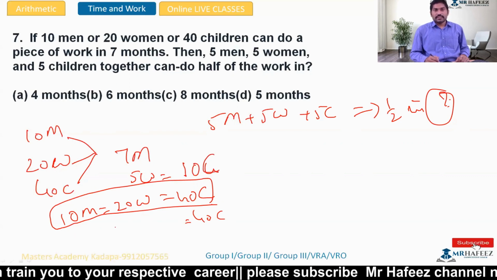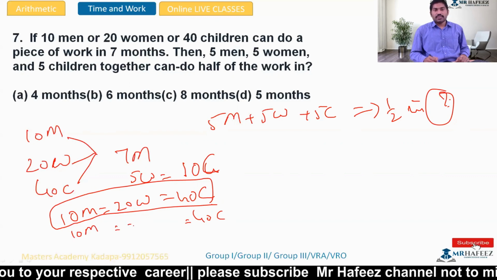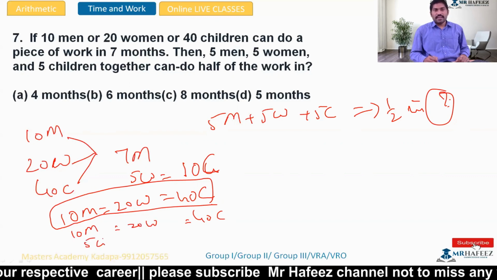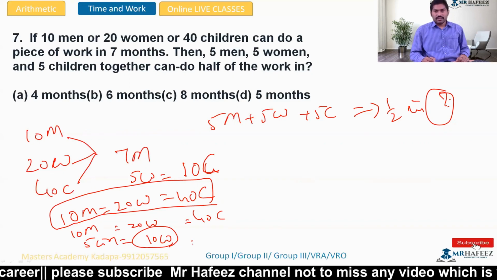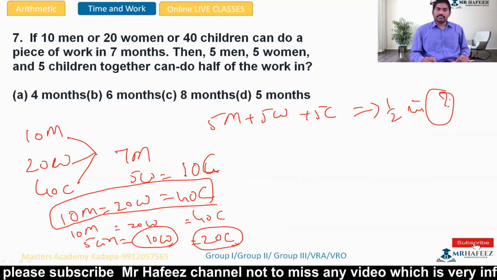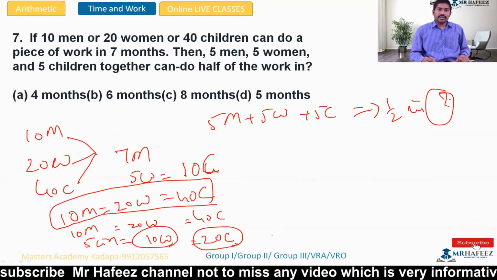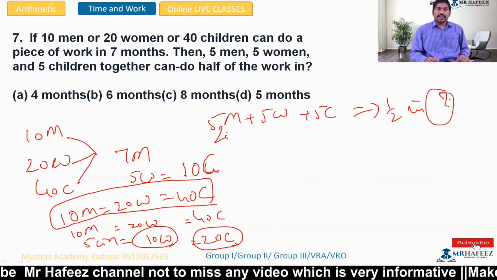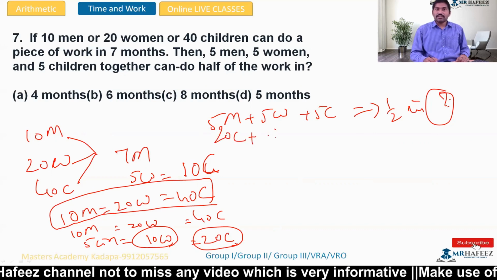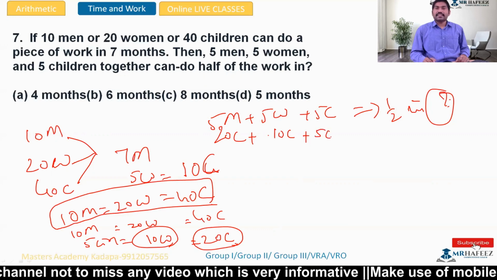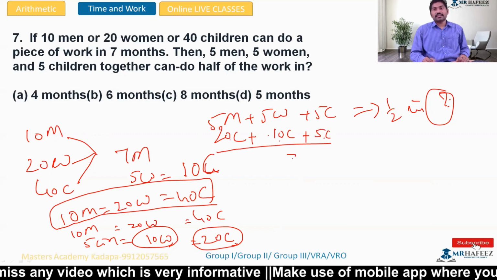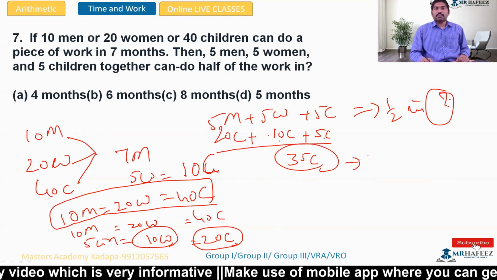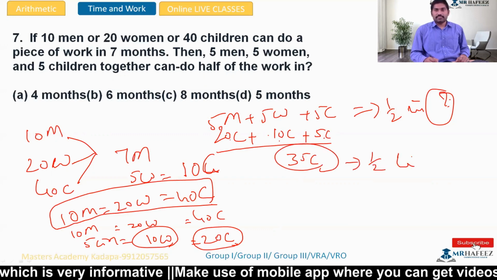10 men equals 20 women. But 5 men equals 10 women. And 10 women equals 20 children. Yes or no? 10 women equal 20 children. So 5 men equals 20 children. 5 women equals 10 children. And 5 children is already there. 20, 10 and 5. Total how many children? 35 children. But I require half work.